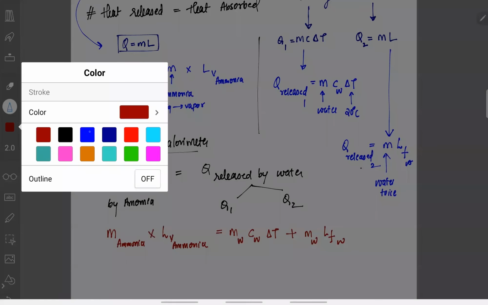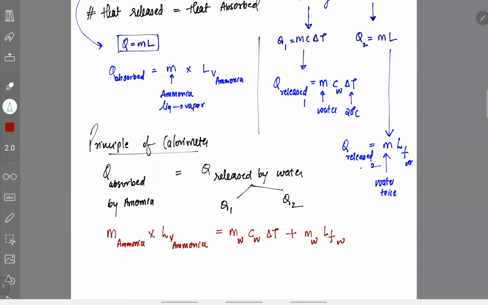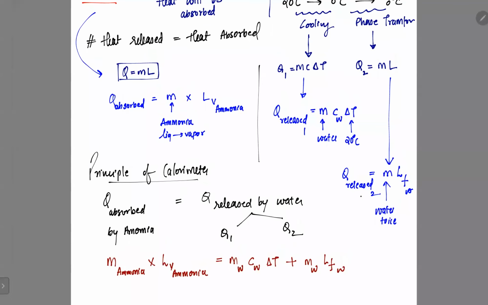Sir, in this particular question, I have a doubt. In ammonia, first its temperature will increase, no? No, beta, ammonia is a very interesting liquid. Ammonia will immediately get transformed into vapor because ammonia is already at its vaporization point.